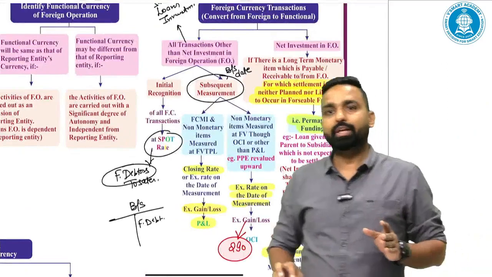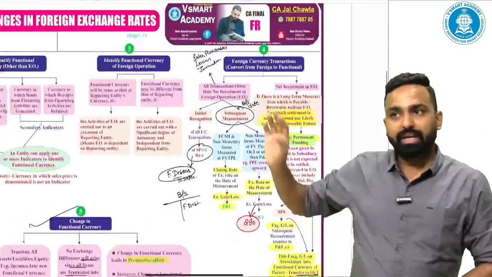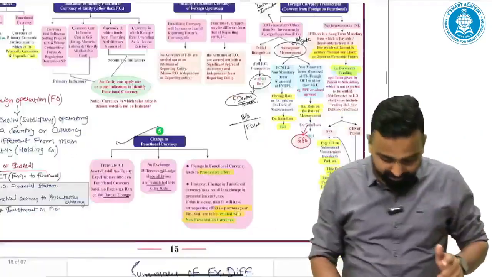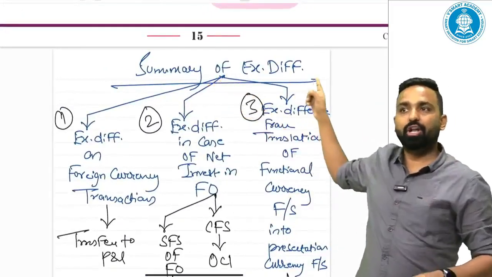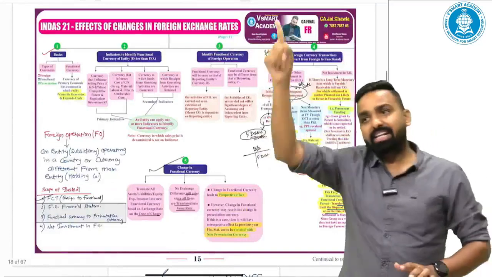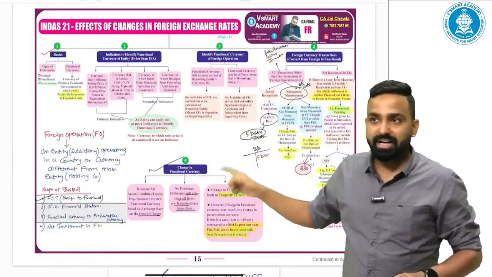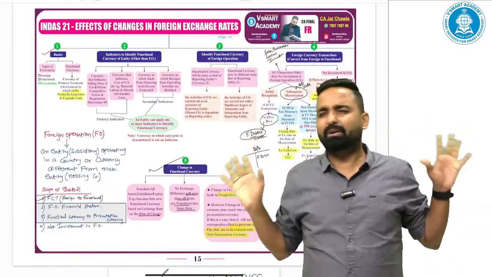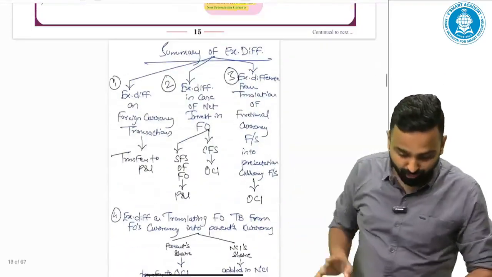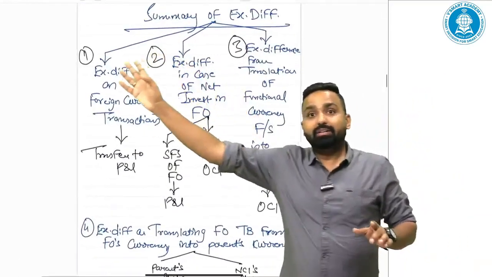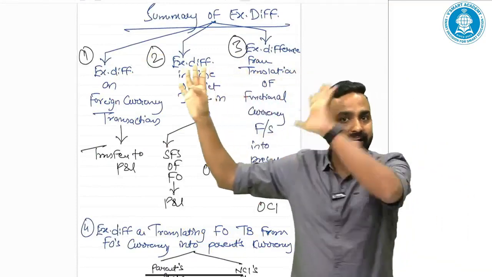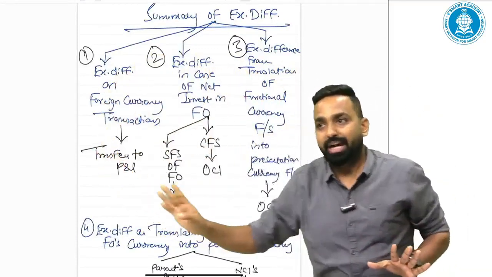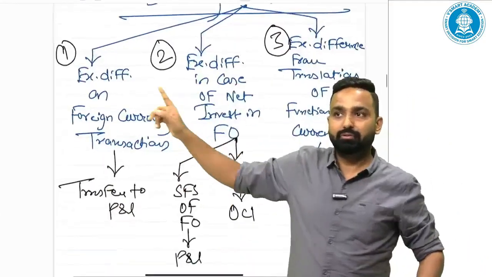Now let me tell you one thing. What I'm doing for you, the entire Ind AS 21 is over. But look at this, I have already written one summary. Summary of all exchange differences. See, in the entire Ind AS 21, there are so many types of exchange differences in so many cases. So what I did, I divided all the types of exchange differences into four parts. In the entire Ind AS 21, there are four types of exchange differences.